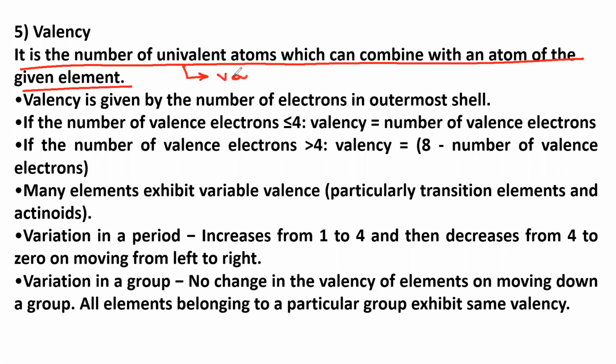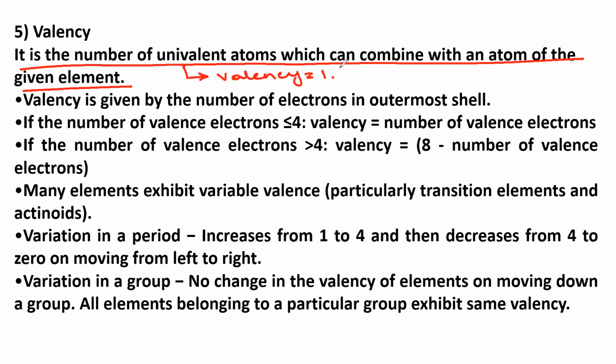For example, aluminum chloride, AlCl3. Here Al is not univalent, but Cl is univalent. So how many chlorines are combining with aluminum? 3 chlorines are combining with 1 aluminum. So that's why the valency of aluminum is 3. In that way we can calculate.